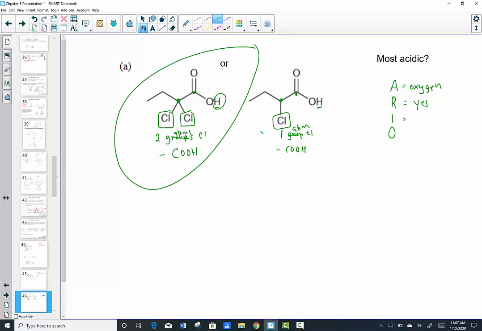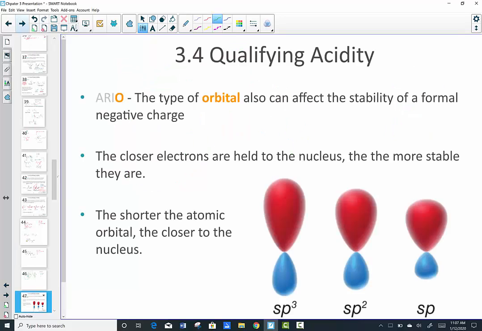When I think of orbitals, I'm just thinking about the hybridization on the atom that's trying to stabilize the negative charge. Hybridization. We know that if it's sp3 hybridized, it's a tetrahedral molecular geometry. Tetrahedral. sp2 would be trigonal planar. It's attached to 3 atoms. sp means that it has 2 electron domains and that it's linear.